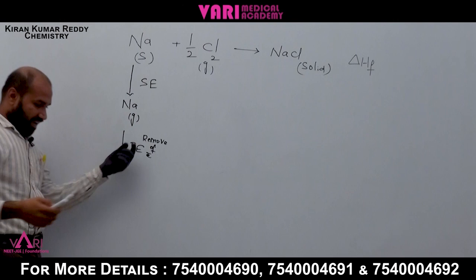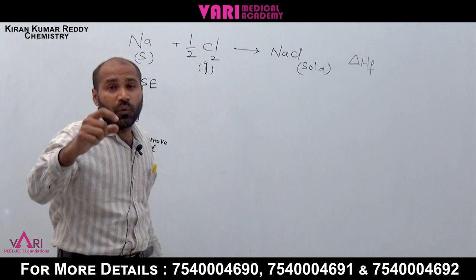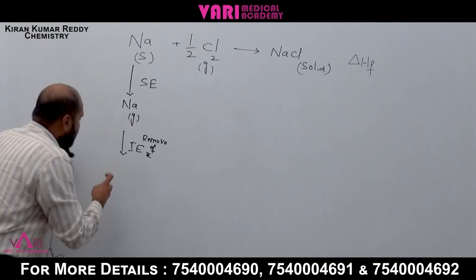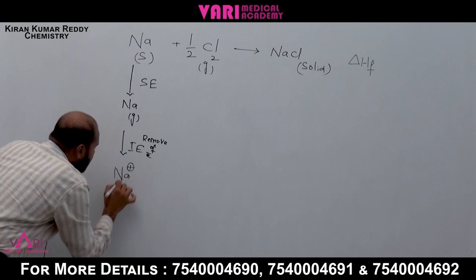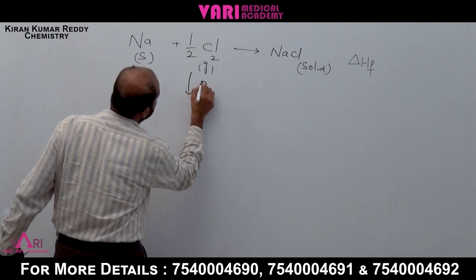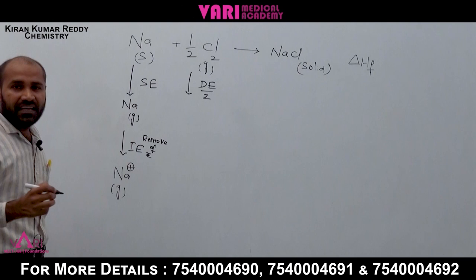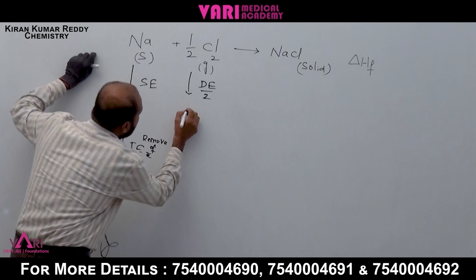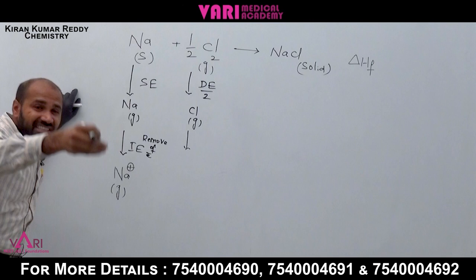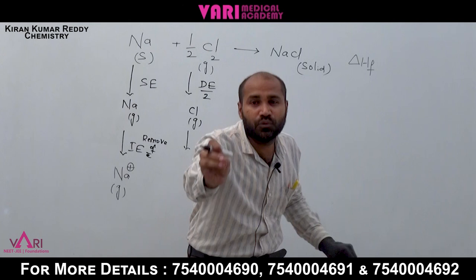What is ionization energy? The amount of energy required to remove a valence electron of an isolated gaseous neutral atom is called ionization energy. Now after this, Na+ is formed, which is a gas. Now we take 1/2 Cl2, which means dissociation energy by 2. What is dissociation energy? The amount of energy required to break the bond between Cl and Cl. Here chlorine atom is formed, a gas. Now one electron is accepted. The amount of energy released when an extra electron is added to the outermost shell of an isolated neutral gaseous atom is called electron affinity.